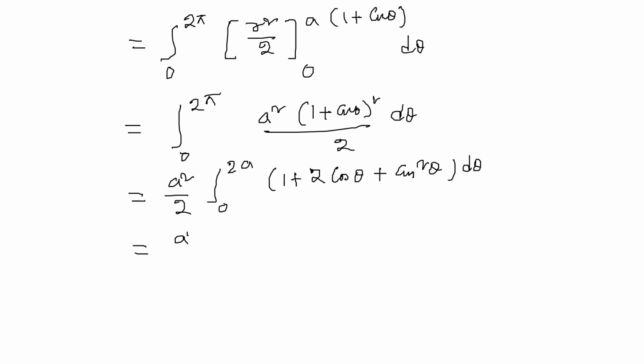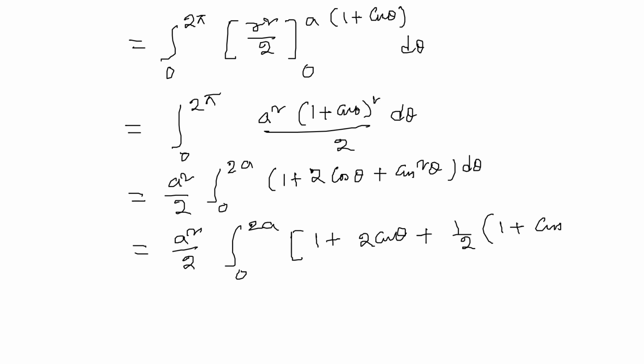So it is a square by 2, 0 to 2 pi, 1 plus 2 cos theta plus half of 1 plus cos 2 theta. Because if you multiply by 2 in the numerator and denominator, that means 2 cos square theta, and the formula for 2 cos square theta is 1 plus cos 2 theta. So it becomes half of 1 plus cos 2 theta, d theta.